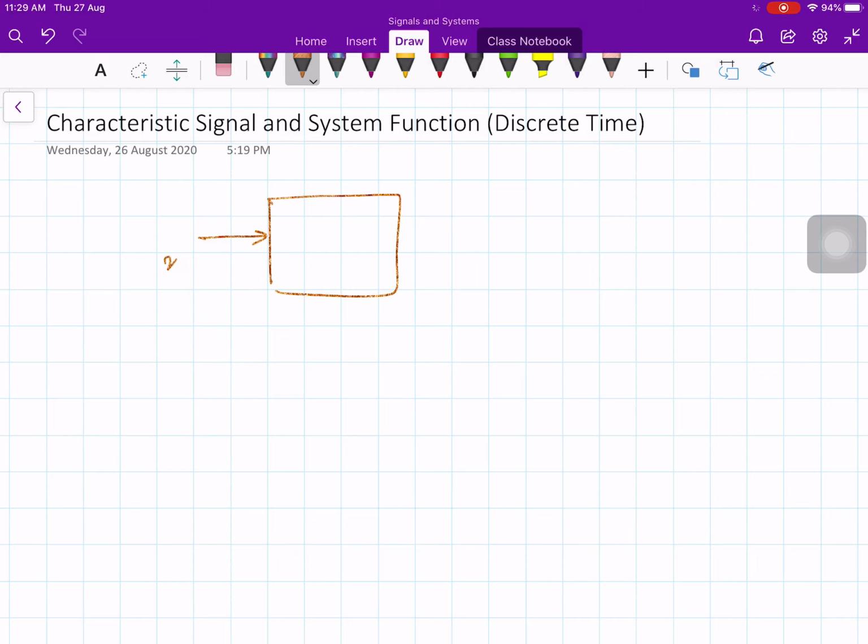the input x of n and the output y of n is described through a linear difference equation. We have already mentioned this, and moreover we are assuming a linear time invariant discrete time system.